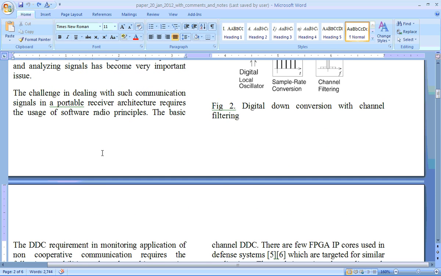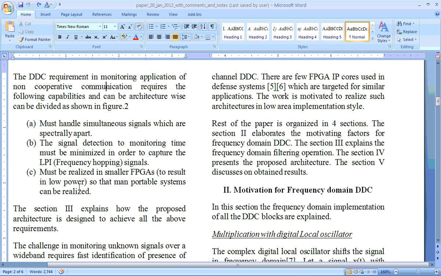This one, I think, is figure 2. Yeah, this is figure 2. It must handle simultaneous signals which are spectrally apart. The signal detection to monitoring time must be minimized. This is one important thing that we are looking at. When you detect, and by the time you start recording it or apply your demodulation algorithm on it, that time gap should be very, very small.